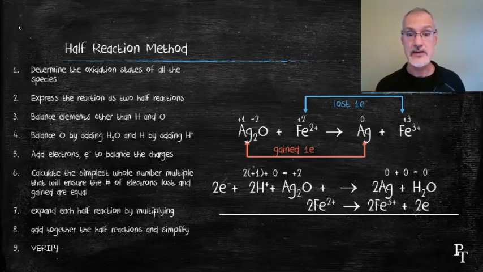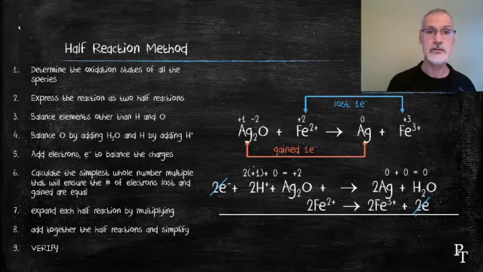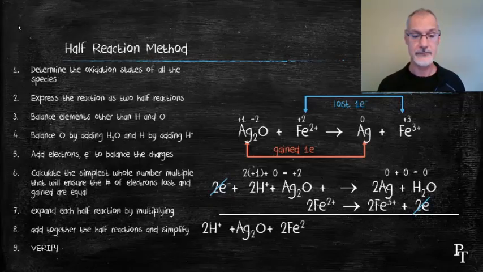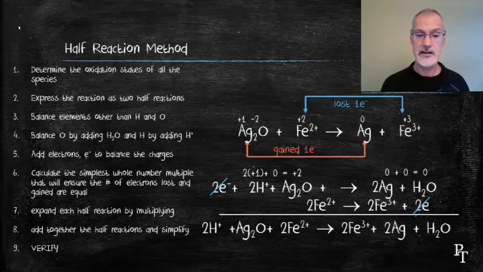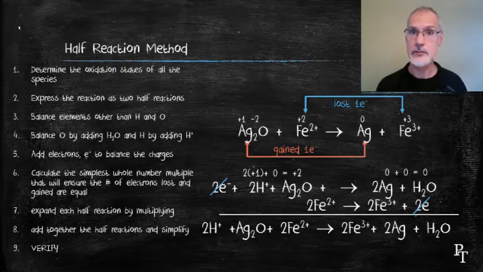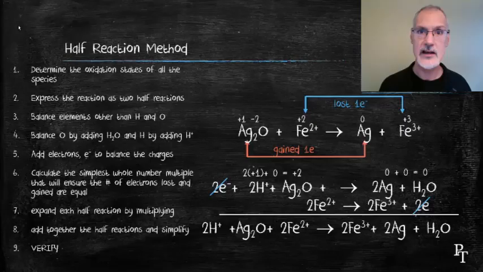Now we're in a position to add these two together. And again, we can do a little simplifying beforehand by removing the electrons. And now I've arrived at an overall balanced equation. Again, check the number and type of atoms as well as the total charge. On the left-hand side, the total charge is plus 6, and on the right-hand side, total charge is plus 6.